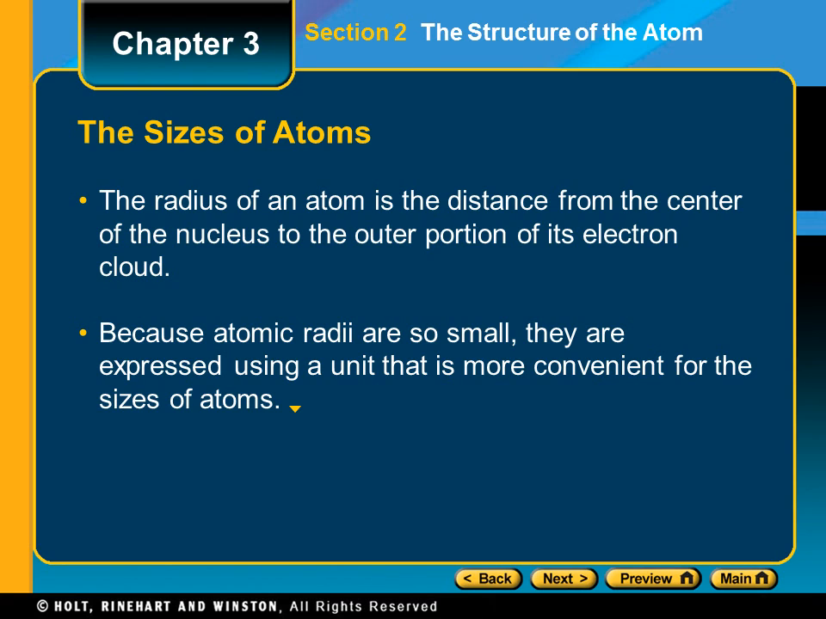And so we don't express atomic radii in units that we're used to. It's not expressed in kilometers or meters or centimeters. We have to express it in units that correspond to the size of atoms to begin with, and that unit is the picometer. Again, that's the unit we use to express atomic radii.